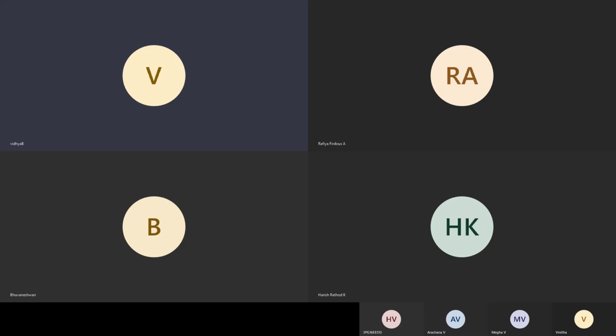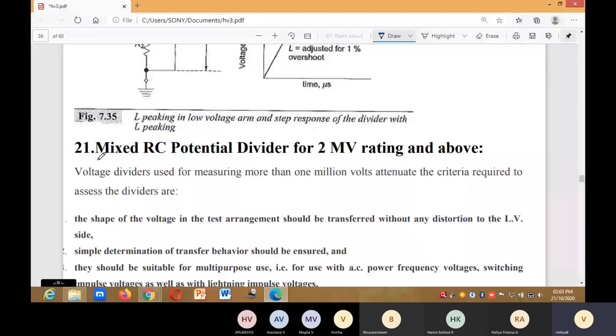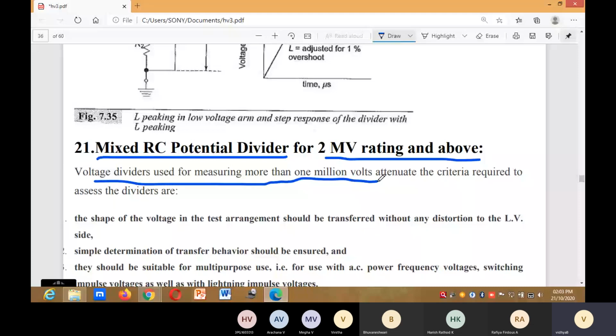In the last class, we discussed the mixed RC potential divider. Now we shall study the mixed RC potential divider for 2 megavolt rating and above. These are voltage dividers used for measuring more than 1 million volts. It will attenuate the voltage. Let us look at the criteria required to assess the dividers.